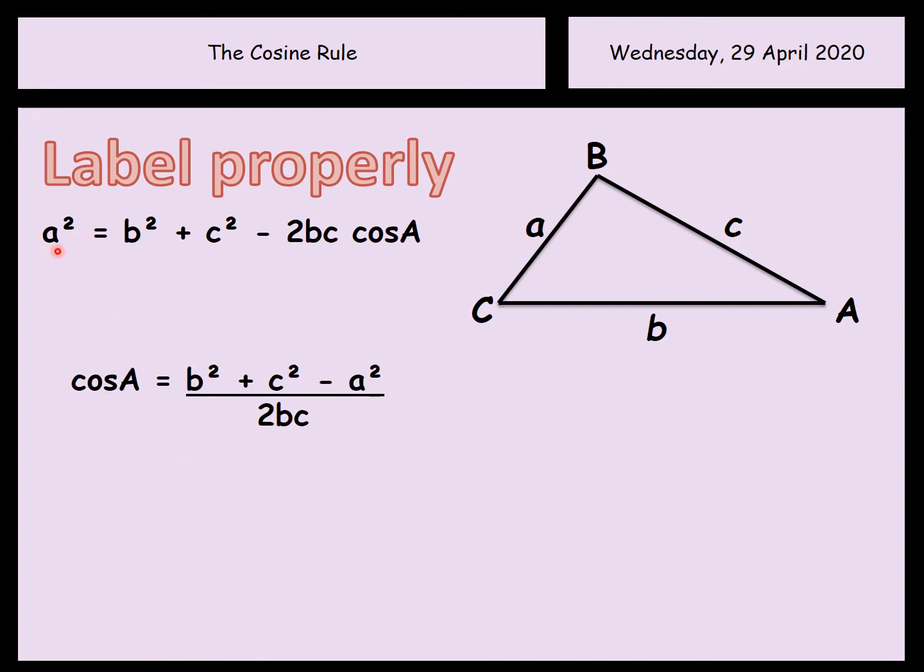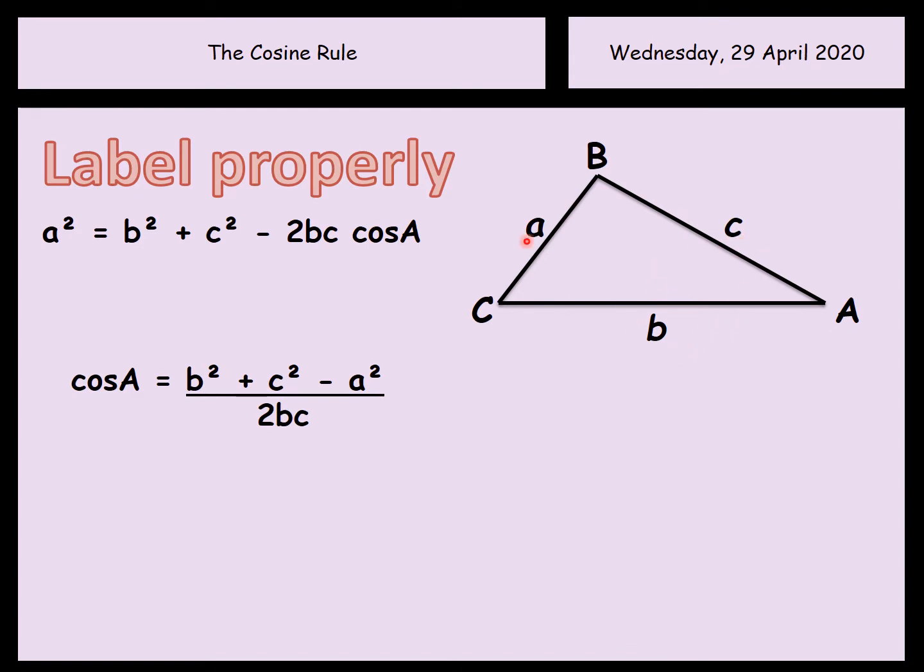So we've got a squared is b squared plus c squared. So that feels quite a lot like Pythagoras. And then we've got this minus 2bc cos a. Remember, cos of the angle. So we're going to use this when we've got an enclosed angle.